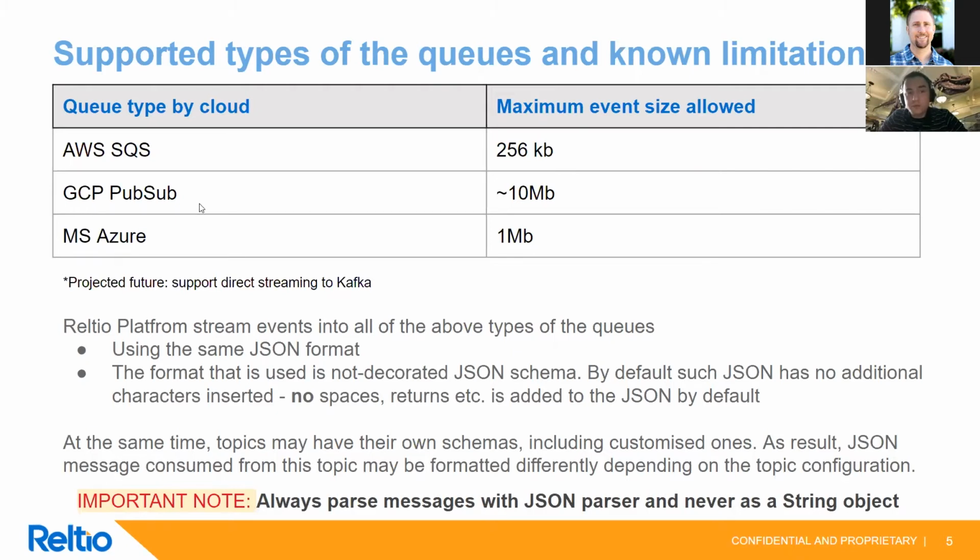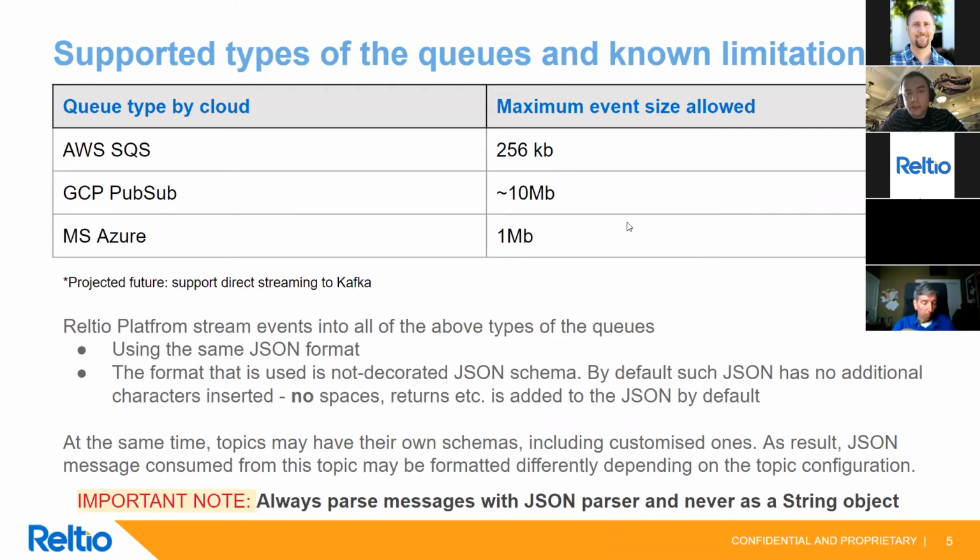We also support GCP PubSub and Microsoft Azure, and the event size limitation there is much better in terms of how big a message I can put into the queue. In the projected future, which is really release 22.1, between 22.1 and 22.2, we also want to start supporting direct streaming into Kafka. A lot of our customers are asking about it, and we are actively reviewing this and putting it into our roadmap right now.